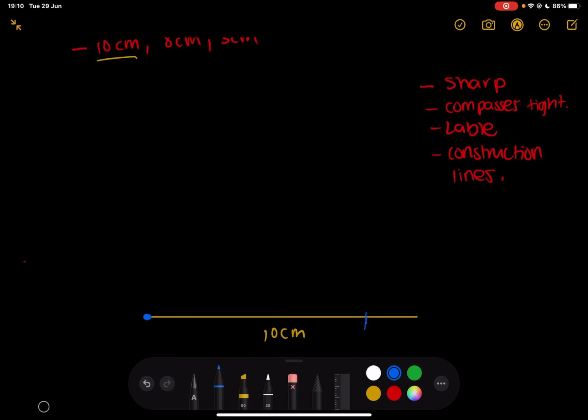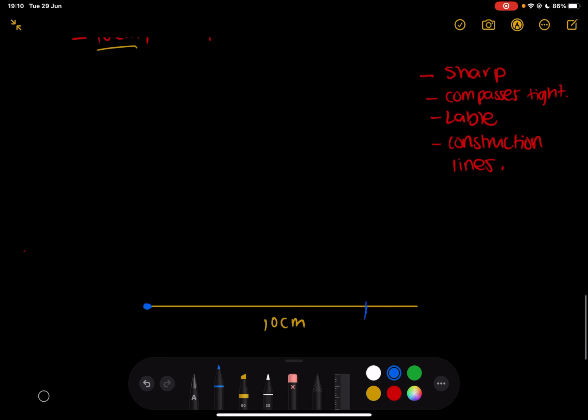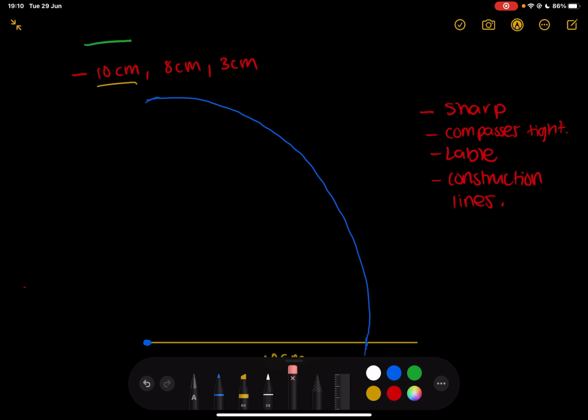And what you're going to do is you're going to keep your pointer firmly down and, as steady as you can, draw an arc like that, right? Just make sure it's quite big and it's quite round almost, right? Then you've done the 8 centimeters, right? So don't draw any lines yet. Just do that.